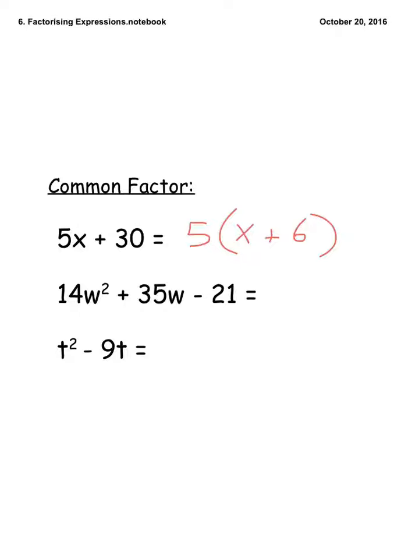The second expression has a common factor as well. 14, 35, and 21 all divide by 7. And then we can divide everything by 7 to find our expression that goes into the brackets. So 7 into 14w squared is 2w squared. 7 into 35w is plus 5w. And 7 into minus 21 is minus 3.